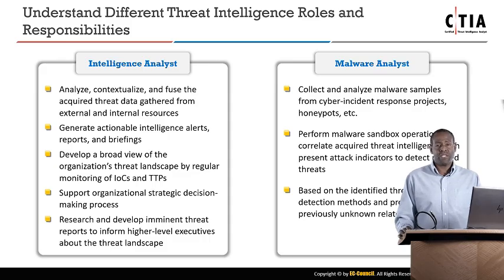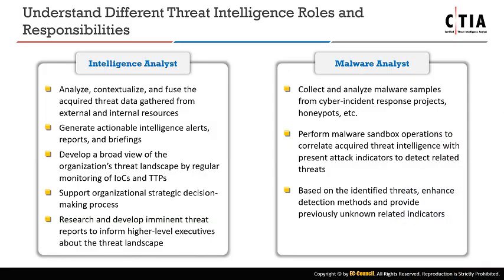And so this person needs to be able to write in a way that can be understood by everybody they are addressing. Develop a broad view of the organization's threat landscape by regular monitoring of IOCs and TTPs. Again, keeping the ear to the ground, knowing what's going on in that industry. Next, they want to support organizational strategic decision-making processes. So as your organization moves into different areas and different directions, the intelligence analyst is going to support those moves. Lastly, to research and develop imminent threat reports to inform higher level executives about the threat landscape.